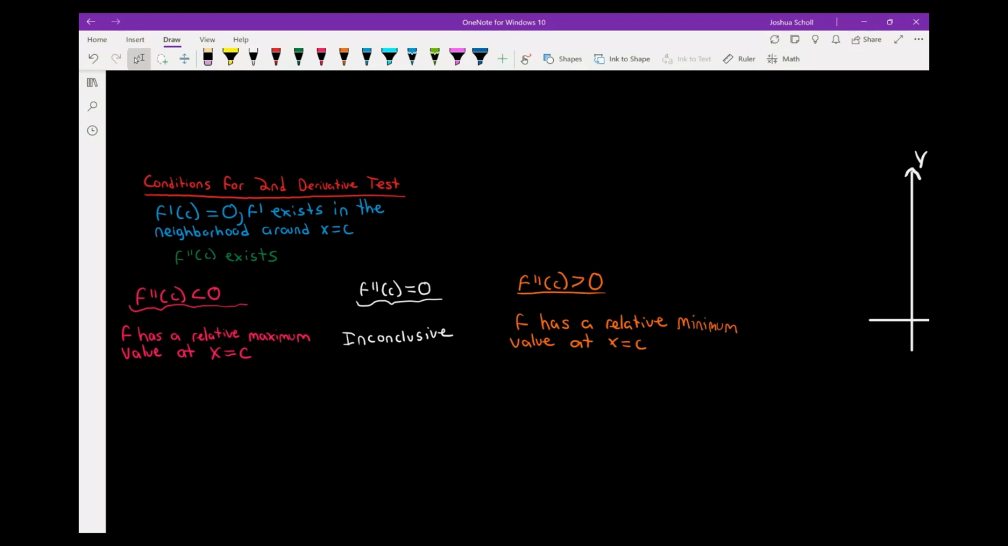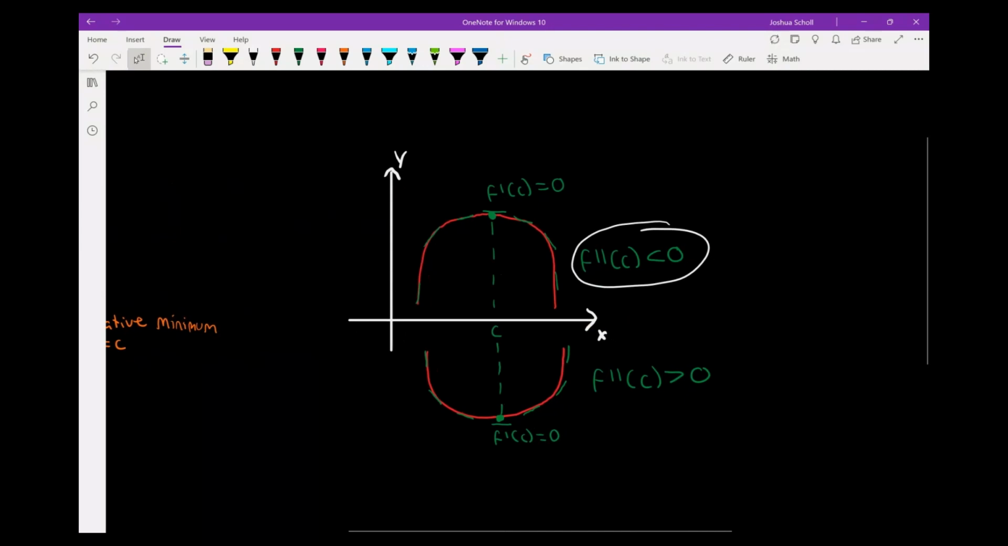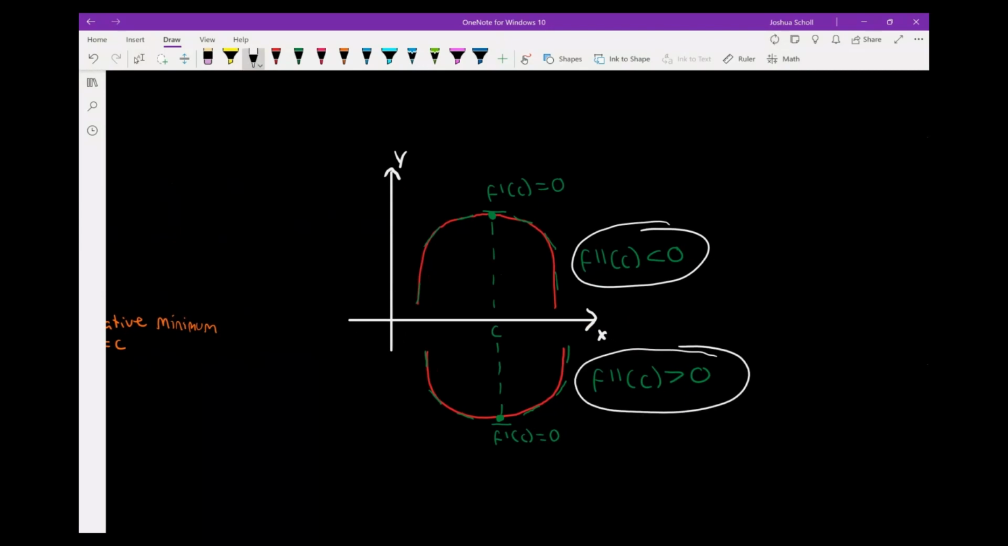Lastly, if the second derivative is greater than 0, as shown here, note that the function has a relative minimum and is therefore concave up.